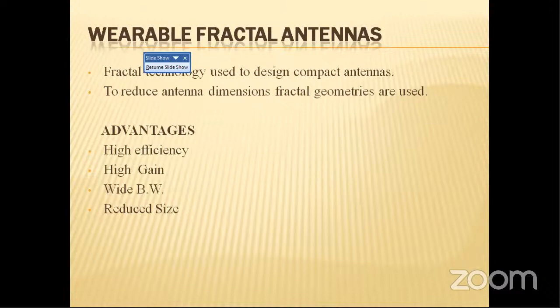Now, what are wearable fractal antennas? Fractal geometry is basically used to develop compact antennas. To reduce the antenna size and dimensions, we use fractal geometries. Advantages of wearable fractal antennas are high efficiency, high gain, wide bandwidth, and reduced size of antenna.